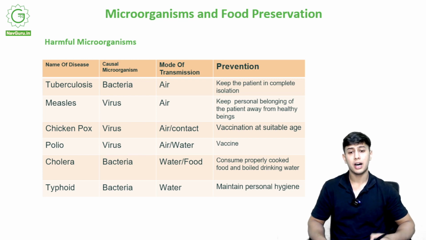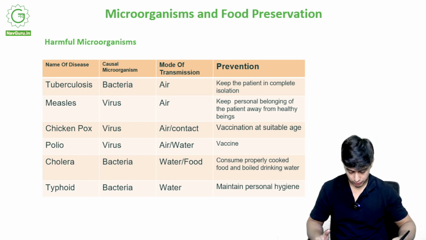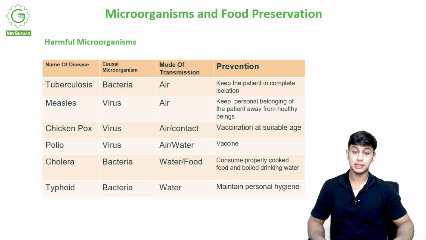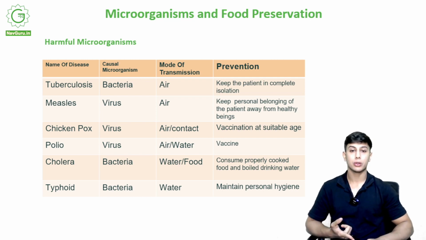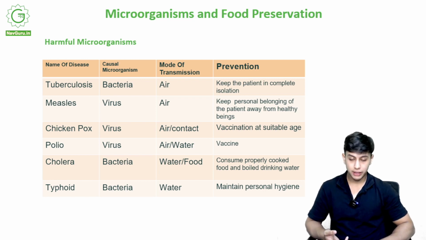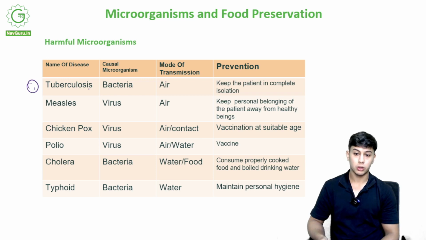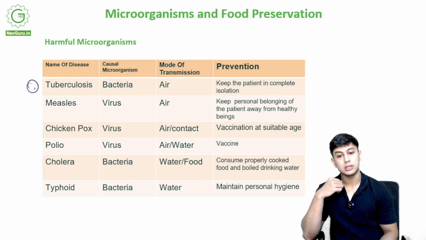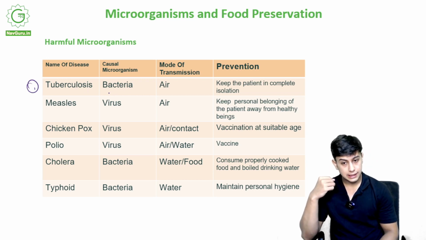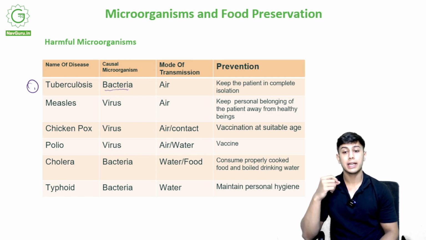Now we come to harmful microorganisms. We study a lot of diseases that are caused in humans. Which microorganism causes that disease? How is it spread? What can we do to prevent it? Okay, so the first one is tuberculosis. What is tuberculosis? Tuberculosis is a disease that is caused by bacteria. We call it TB.